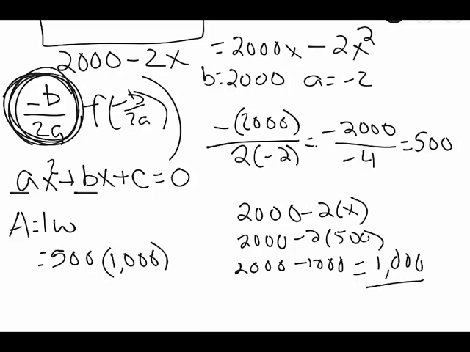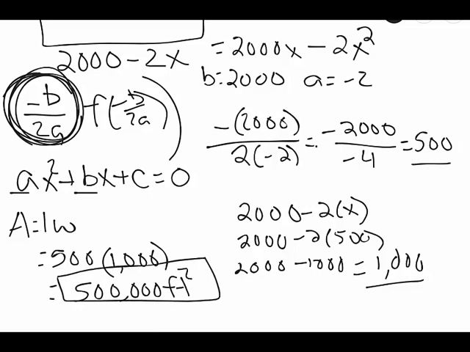Our width was 500. We found that out when we did the negative b over 2a. So when we multiply that out together, length times width gives us 500,000 feet squared. That is how big of an area we would be able to fence in along this riverbank.